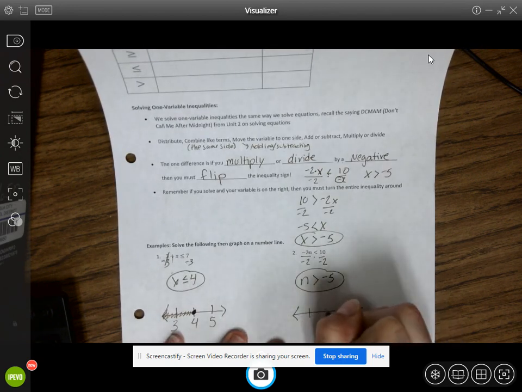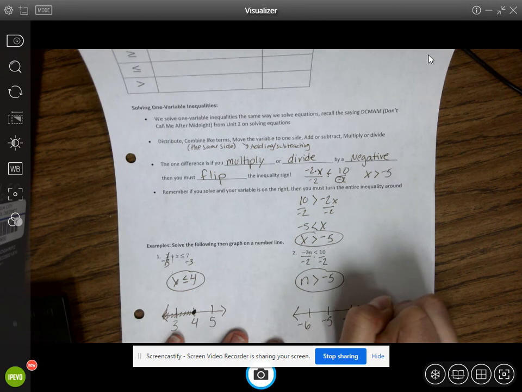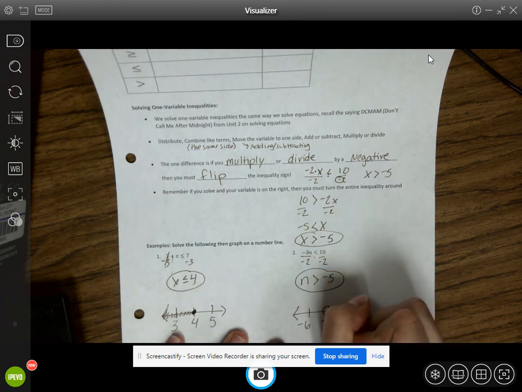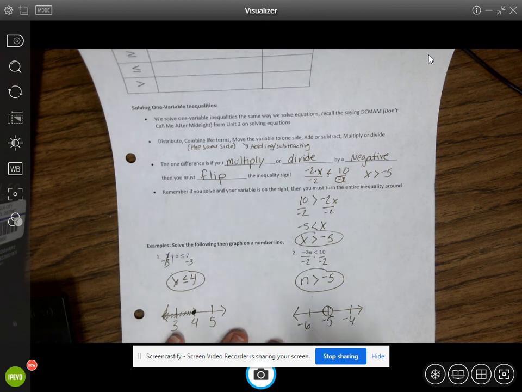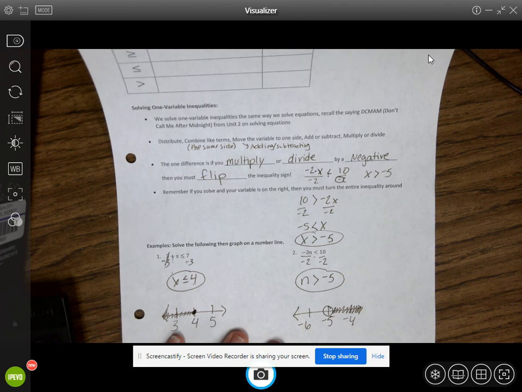Then I need to graph this. I need the number before this. The number before negative 5 is negative 6. And then negative 5, and then negative 4. If you put negative 4, negative 5, negative 6, you are wrong. It is negative 6, then negative 5, then negative 4. Our symbol does not have a line underneath, so I need an open circle. I want n to be greater than negative 5. Which numbers are greater, left or right? That would be to the right. There's my solution, and there's its graph.